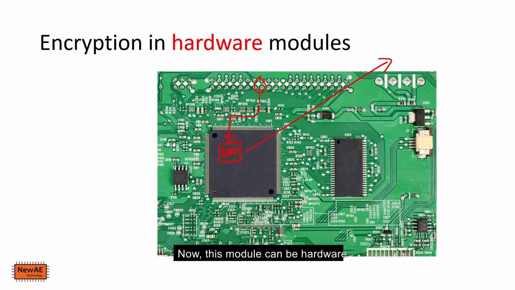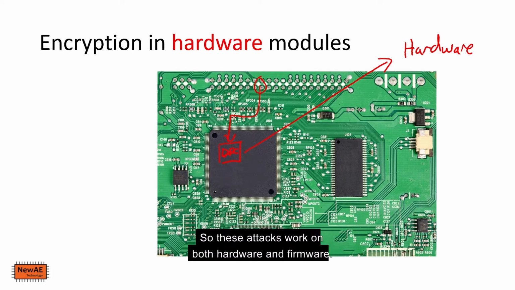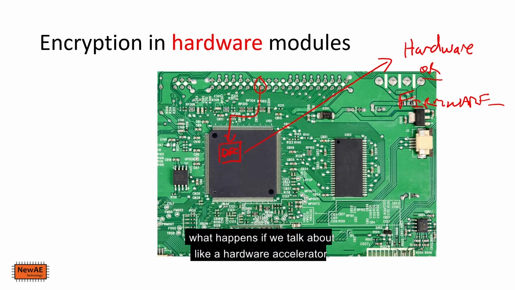It could also be that this decryption module is taking in data from some serial line and decrypting it. Now this module can be hardware or firmware. So these attacks work on both hardware and firmware. You don't have to really know the difference between what happens if we talk about software versus what happens if we talk about a hardware accelerator.